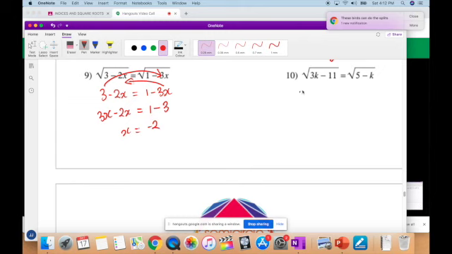Yes. Alright. And then 3k minus 11 is equal to 5 minus k. I'll bring this k across. So you'll end up getting 4k on this side is equal to 5 plus 11. So where's 5 and 11? 16 divided by 4, which is 4.